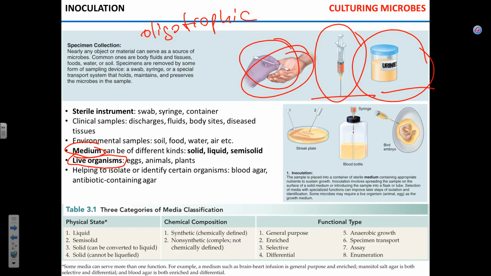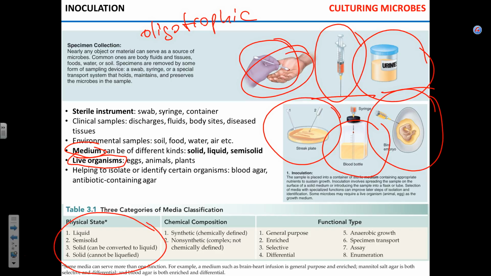Now, medium, you see the illustration here. It can be an agar plate. You can grow them in the blood. You can grow them in animals, as I mentioned, but it doesn't have to be those three types. There are more media that we're going to chat about. Medium can be of different kinds. We can classify it based on the physical state, based on the chemical composition, and based on the function.